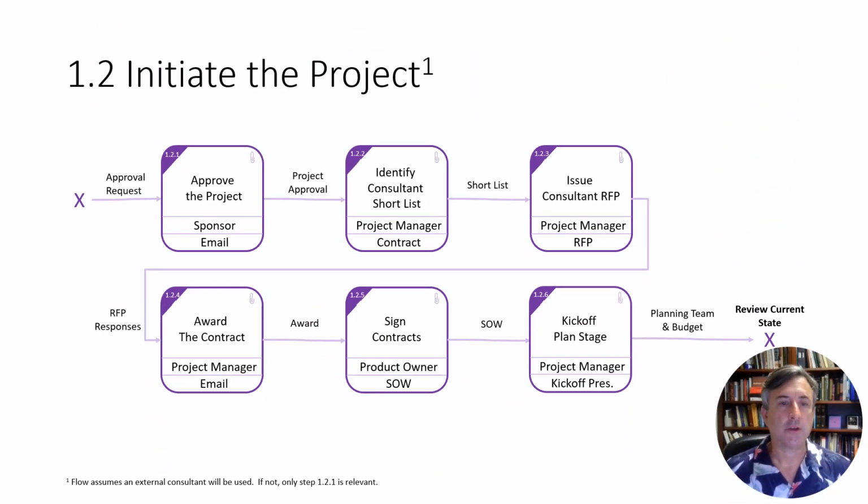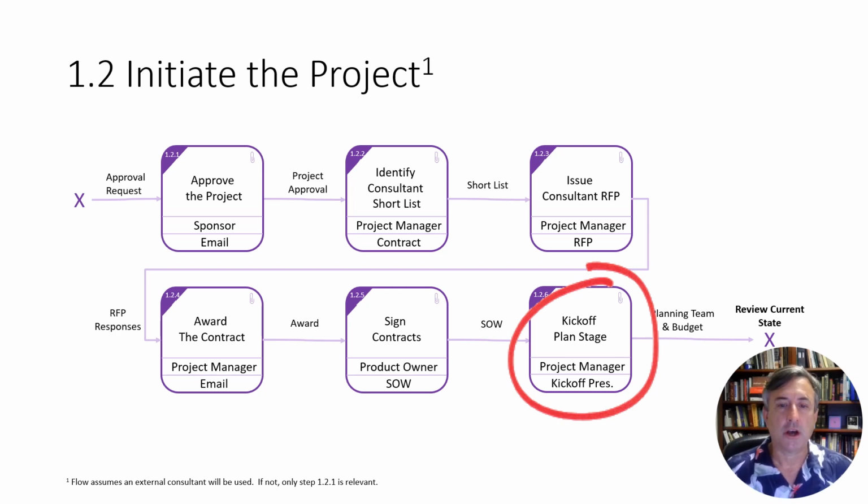All right, so let's now talk about the initiate the project sub-process. And if you are doing this all internally, this is very quick. This is the first activity here, approve the project, what the sponsor is going to do. And then the last activity, which is kick off the plan stage, which is just getting your team members together and talking about what you need to accomplish in the plan stage, getting them up to speed, kicking off the project.